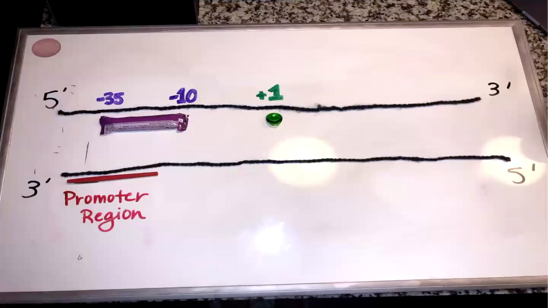We have this promoter region as well as a -35 region and a -10 box. These are basically the landing pads for RNA polymerase. And once RNA polymerase is attached, this +1 nucleotide will be the first nucleotide to be transcribed.